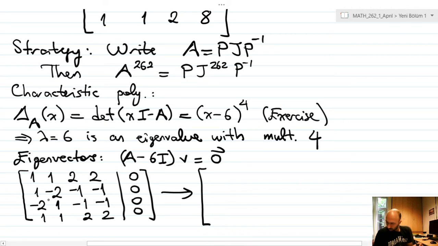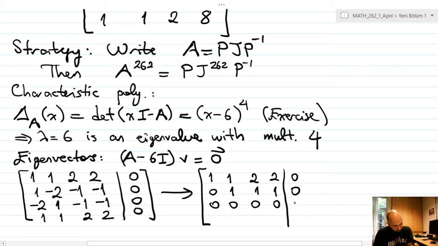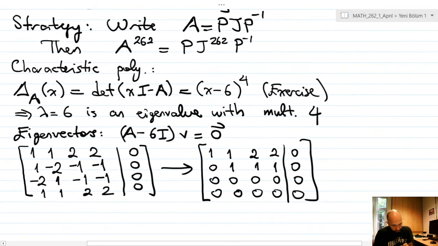And after this, it is not hard to see that row reduction gets us to this point. Okay, please check the details if you're unsure.